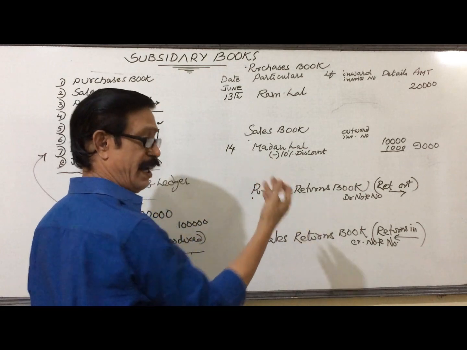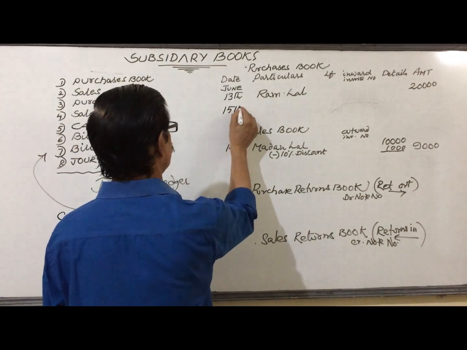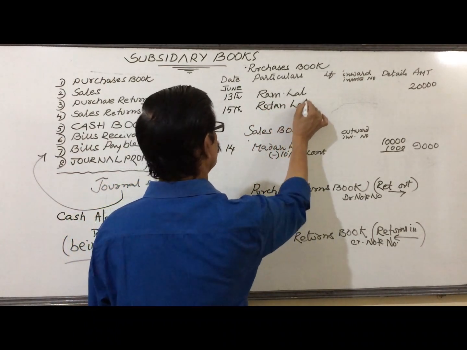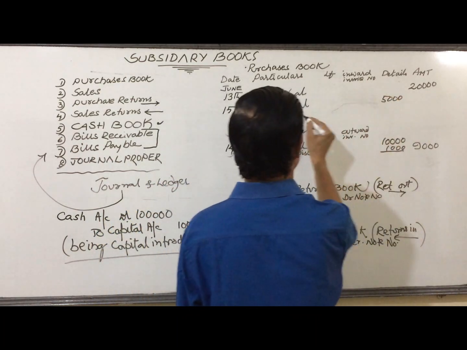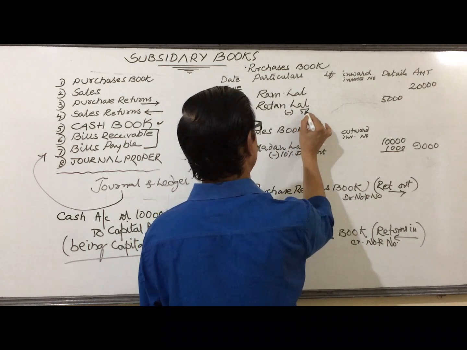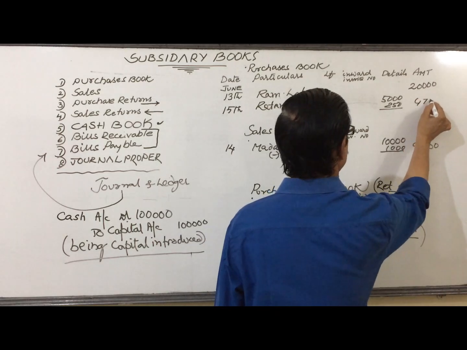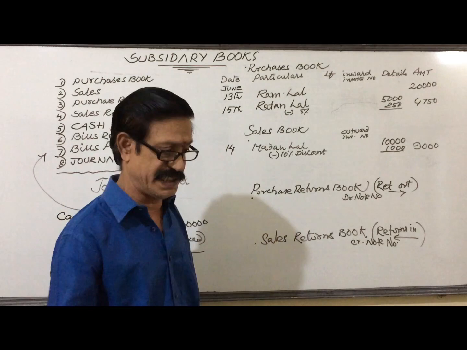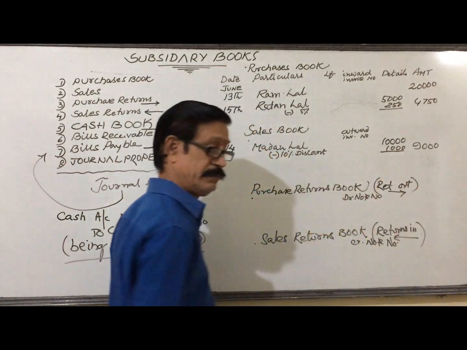We sold, we have taken the name and amount. Suppose we purchased one more, on 15th, from Ratan Lal. Suppose we purchased 5,000 at a discount of 5%. The net amount is 4,750. Now come here, returns are there. Purchase returns means previously we purchased, now we return. They are going out. That's why it is called returns outward.